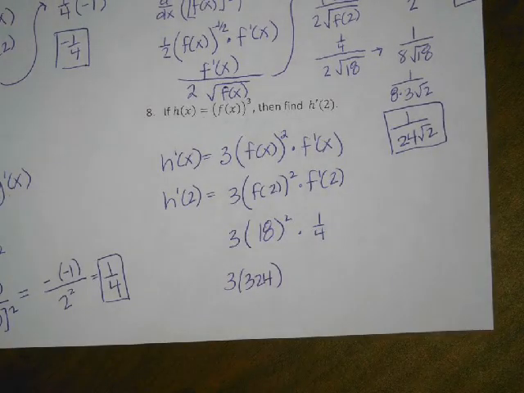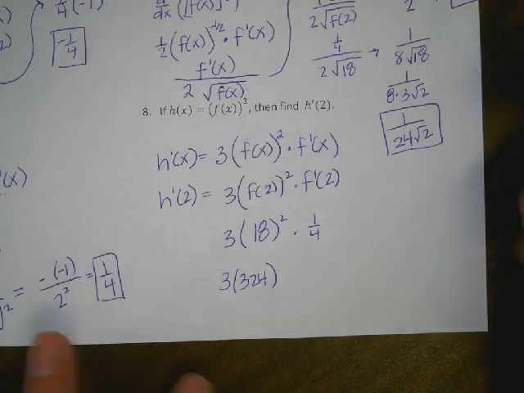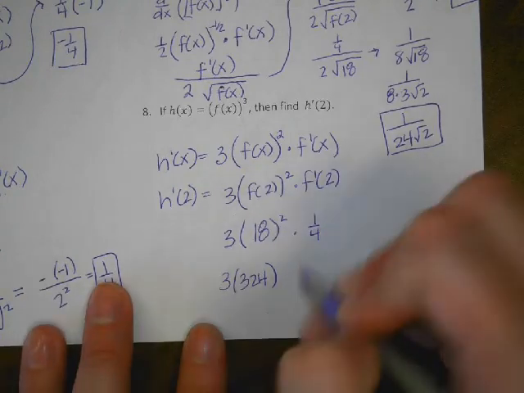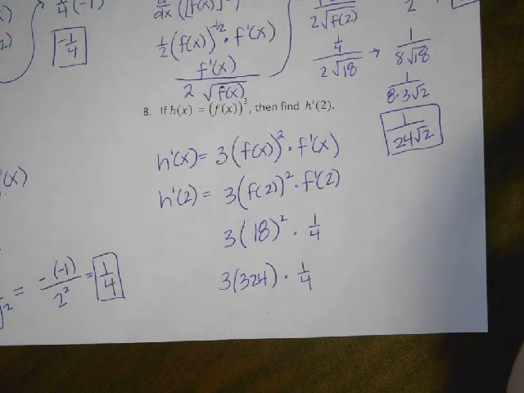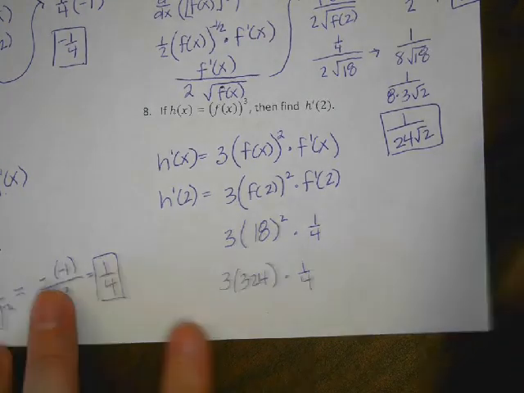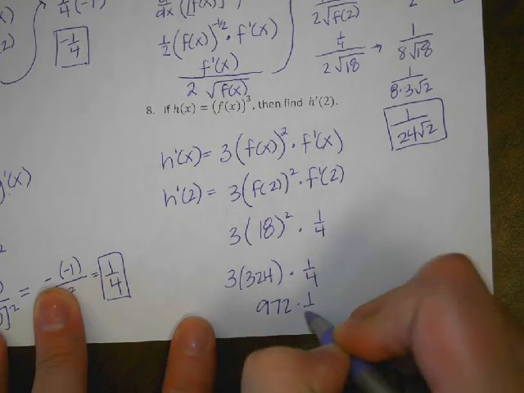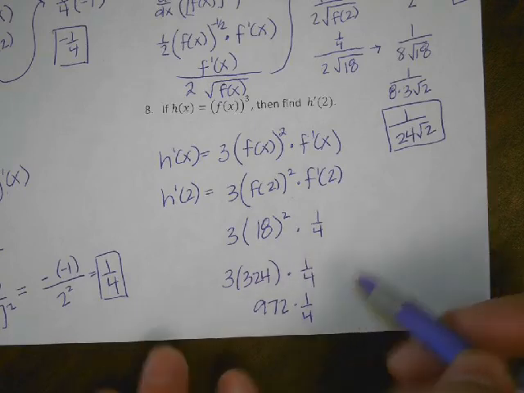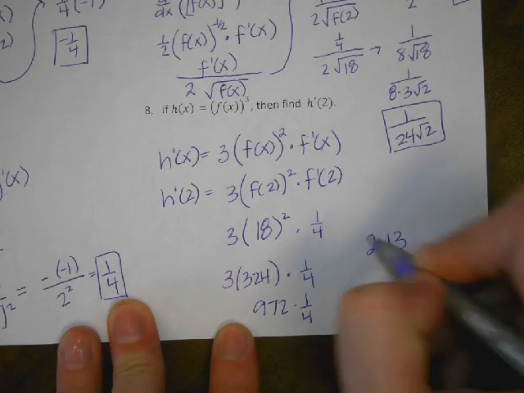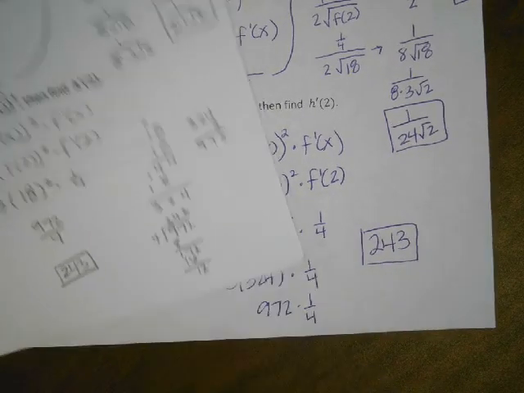If it makes you feel better, I did not know that. I had to multiply 18 times 18. It wasn't memorized. 324 times 1/4. And then 3 multiplied by 324 is 972 times 1/4. Again, no, I did not have that memorized. I did the multiplication on my notes. And then 972 divided by 4 is actually 243. Again, I did not have that memorized. I did long division on my notes because I didn't want to use a calculator.